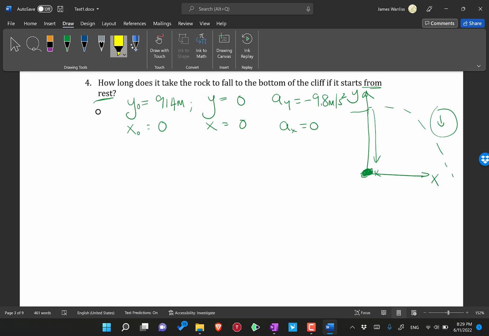You start trying to find the way to solve the problem. What am I trying to find? How long does it take? That's basically a time I'm seeking. I'll assume I start at time t equals 0, right? Okay, what are my equations?